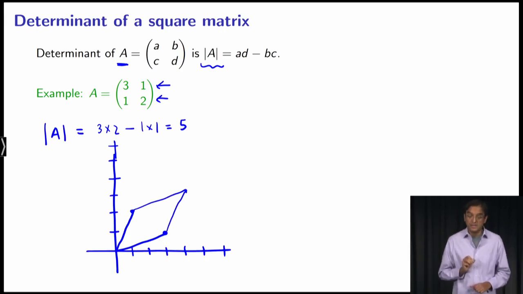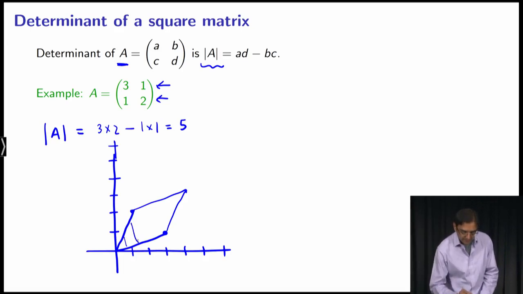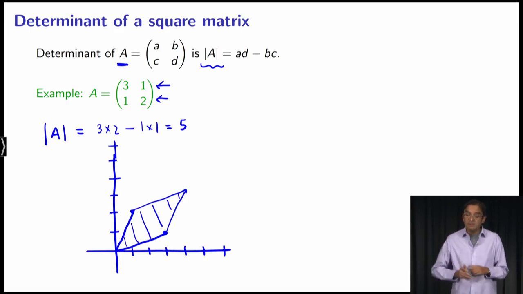So now we have a parallelogram. What is the area of this parallelogram? It turns out to be 5. That's what the determinant is. If you think of each row of the matrix as being a data point, and you plot those points, and you create the parallelogram, the determinant is the area of the parallelogram.